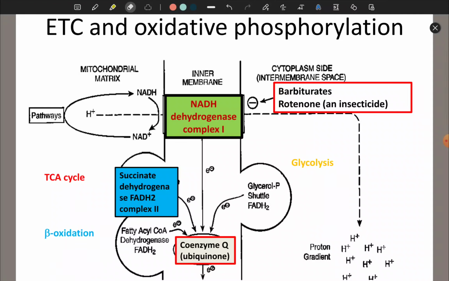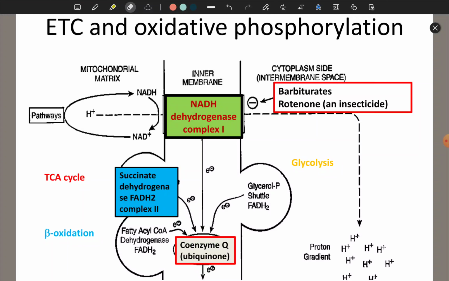Yes, the outer membrane is a highly porous membrane. We don't need to worry about the outer membrane, so we just have an obstacle regarding the inner membrane. The outer membrane is highly porous as well. Molecules freely go in and out, so we will not talk about the outer membrane. We just mention here the inner membrane, okay?